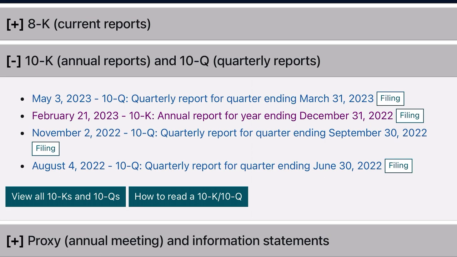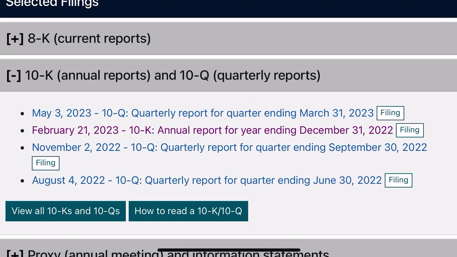So of course you can see here on May 3rd, they had another 10Q reported. Again, I've clicked it already, but I want to look at the annual report that was filed for December 31st. You can see the date on it is February 21st. They usually have, I believe, 60 days from the end of their fiscal year to actually get these published.